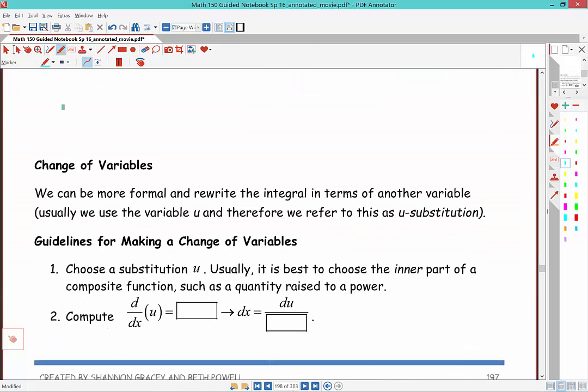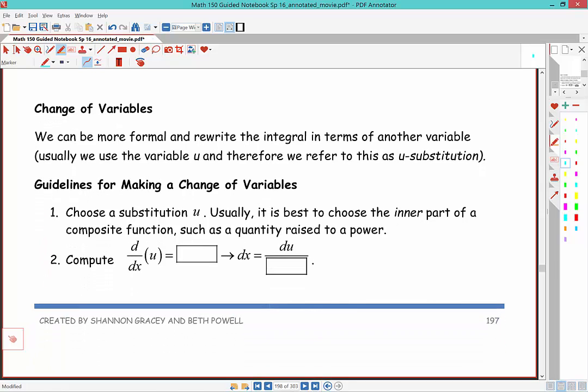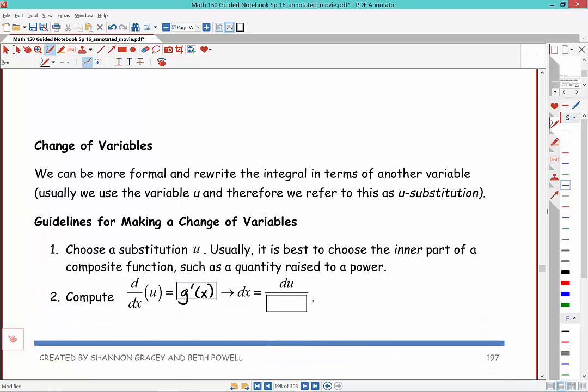Okay, so change of variables guidelines. When you're making a change of variables, d dx of u is going to be some derivative that you found. So really what it ends up being is your g prime. So here d dx of u would be really g prime of x. Do you see that your u and your g of x were always the same? So you end up getting dx equal to du over g prime of x. Okay, so that's how I differ from the author.